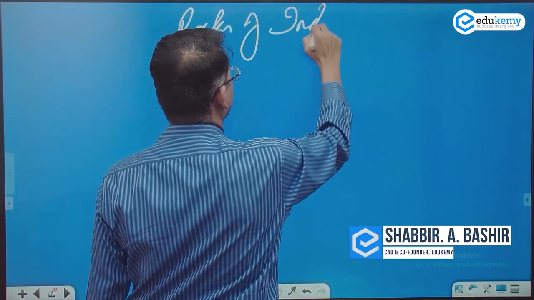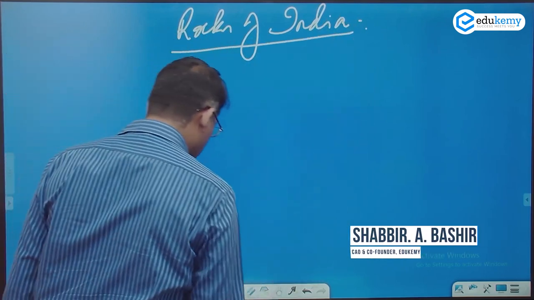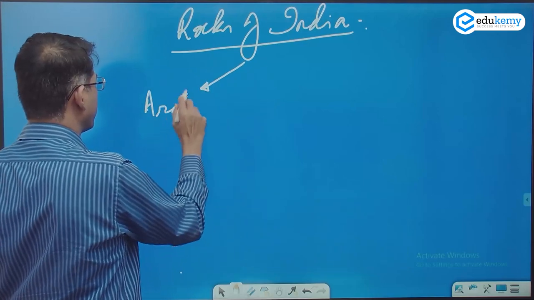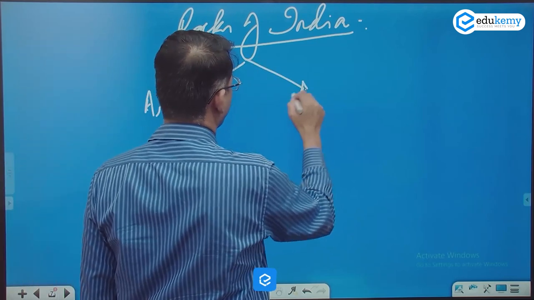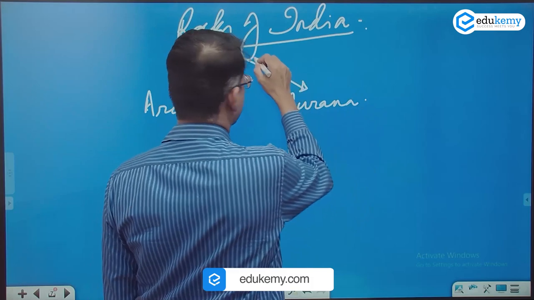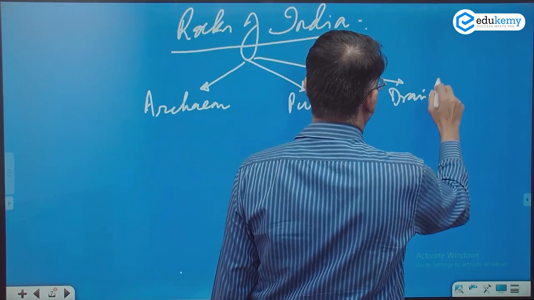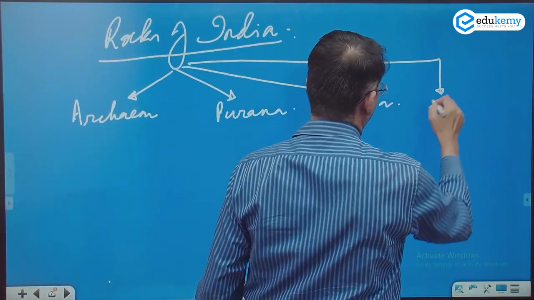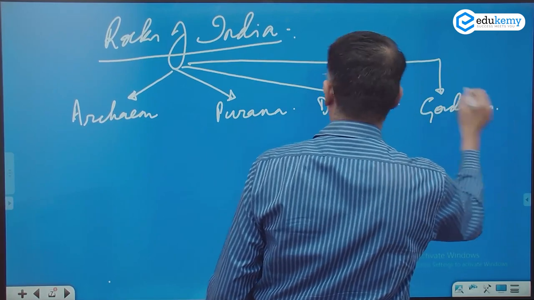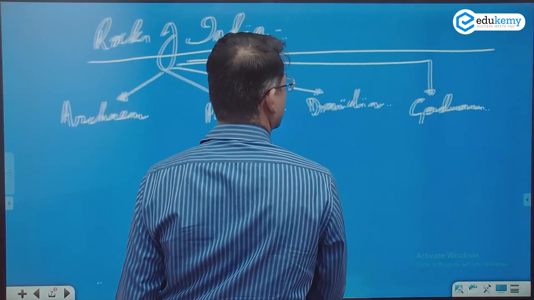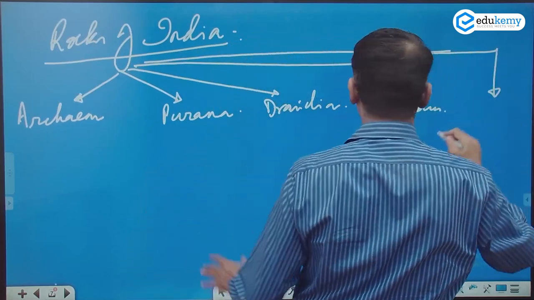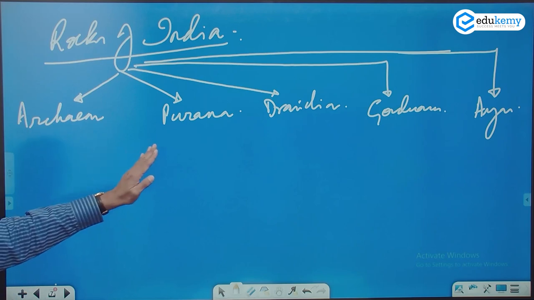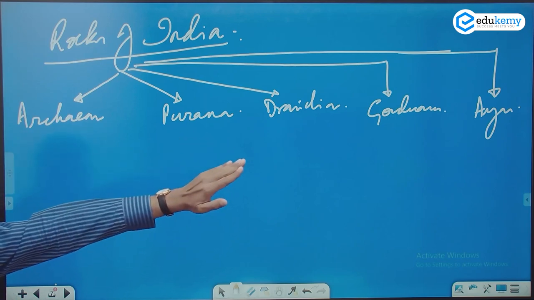Rocks of India. Okay, the rocks of India. The broad rocks are Archean rocks, Purana rocks, Dravidian rocks, Gondwana rocks, and Aryan rocks. According to the physiographic geological time, we have the rocks also: the Archean rocks, the Purana rocks, the Dravidian rocks, the Gondwana rocks, and the Aryan rocks.